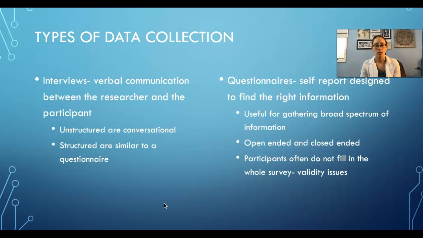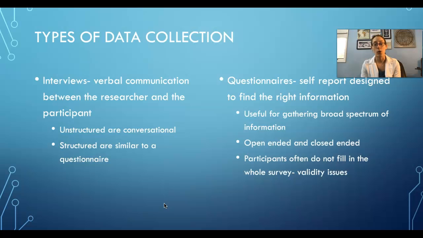So people are very cautious about how they write questions to make sure that they're getting the right responses. It's useful for gathering a broad spectrum of information. It can be open-ended and closed-ended. Of course, if you recall, closed-ended questions are a yes or no answer. My age is this, my sex is this. Open-ended questions are how do you feel about? Describe to me a time when. Those are the open and closed-ended variations.